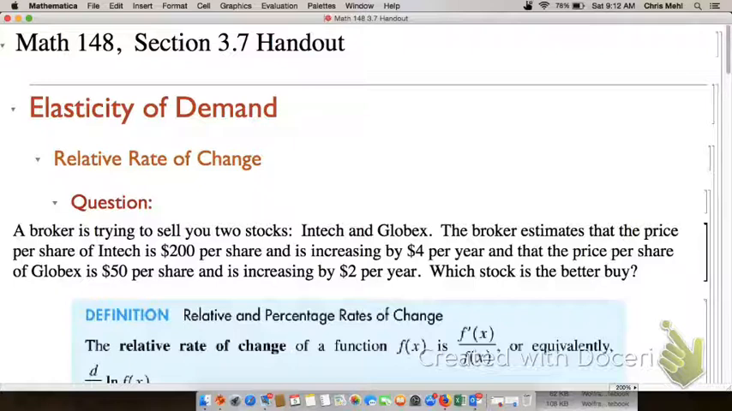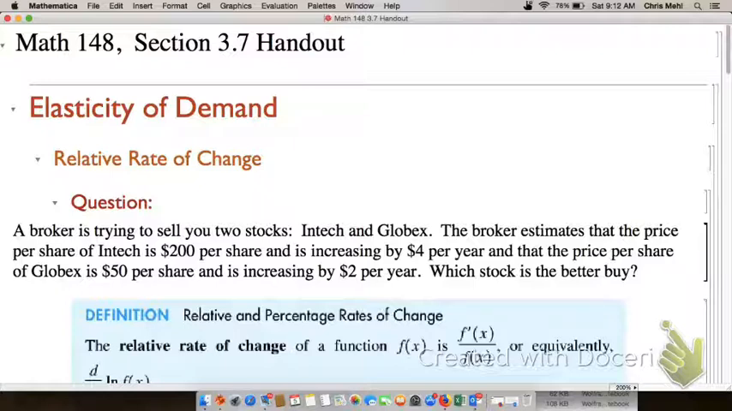So suppose a broker is trying to sell you two stocks. One for a company called Intech and one for a company called Globex. The broker estimates that the price per share of Intech is $200 per share and increasing by $4 per year, and that the price per share of Globex is $50 per share and increasing by $2 per year.